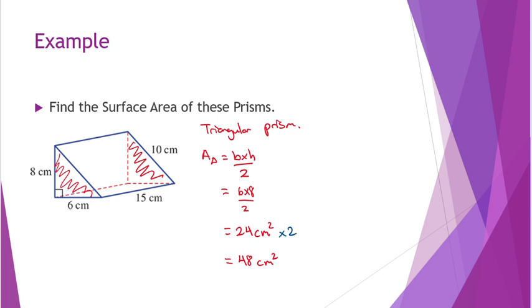Now, with that out of the way, I am now going to find the area of this little rectangle at the bottom here, okay? So that bottom rectangle will just be 6 times 15, length times width, just remember that, which equals 90 centimeters squared. So that one's done. I should probably write it in purple.